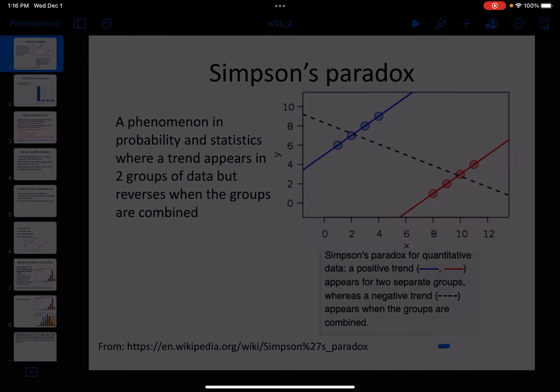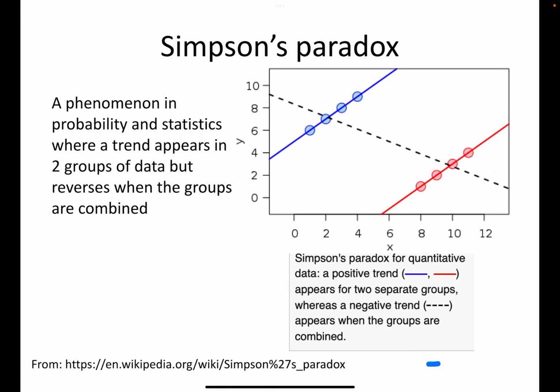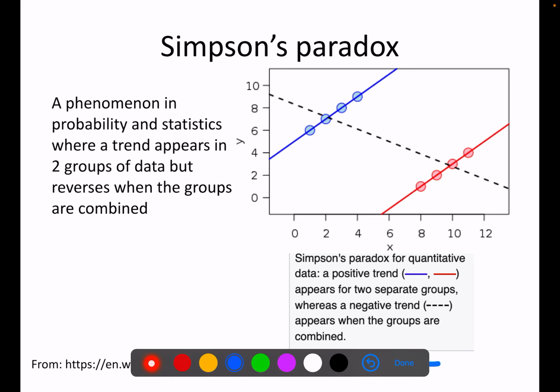So basically, the idea is that we have two subgroups. Here we have the blue group and the red group, right? And we have basically two variables, right? So x and y are two random variables, right? So we can think of x as, for example, getting somebody vaccinated, and y as how much symptoms they have if they get COVID, right?